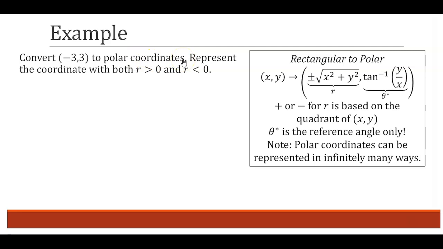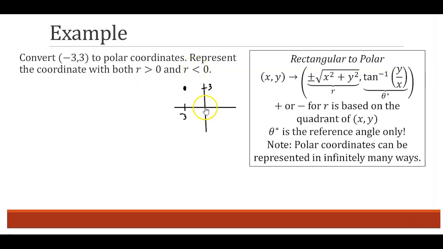So I'm actually going to start by just plotting negative 3, 3. A quick little plot of negative 3, 3. So that's going to lead me over here to quadrant 2. So I'm trying to find a way to represent this particular coordinate point as a polar coordinate in two different ways, with a positive directed distance and a negative directed distance.